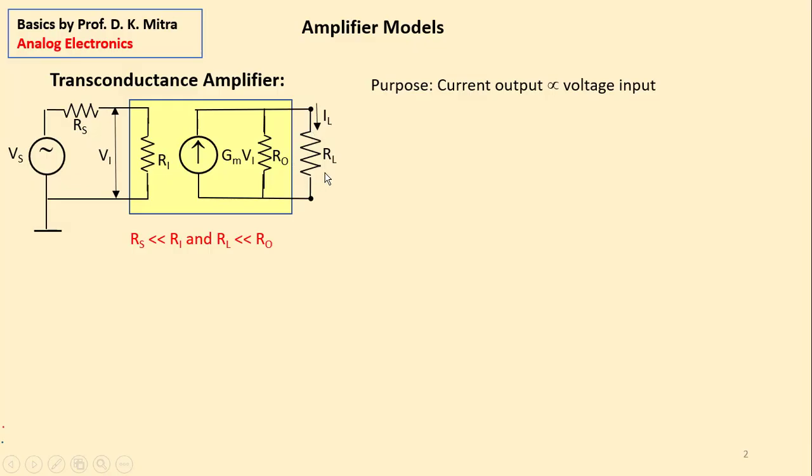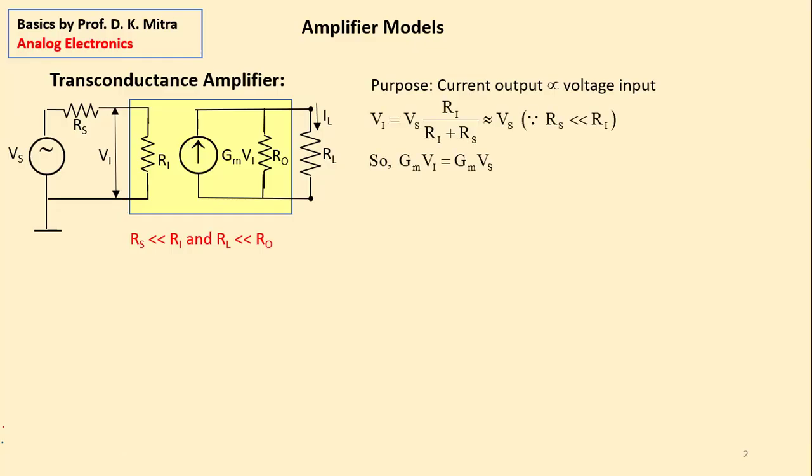And here the load resistance RL must be much smaller than Ro. Ro is the Norton equivalent of this current source. If you design an amplifier as a current source, there will appear impedance in parallel to the current, and that is Ro, right? And the value of this output current source is normally designated by GmVi. Gm is the transconductance gain or voltage to current gain, and Vi is the voltage that appears at the input terminal of the amplifier.